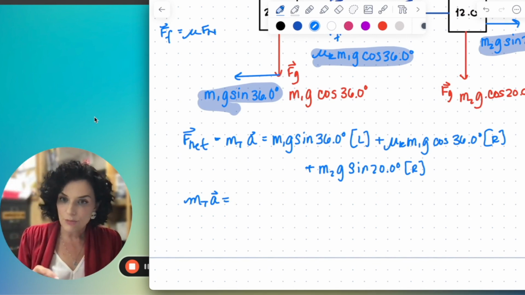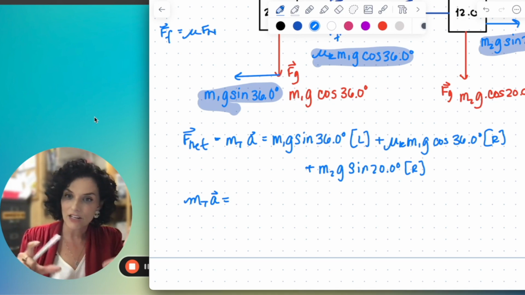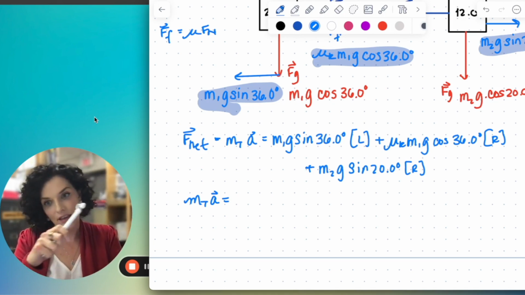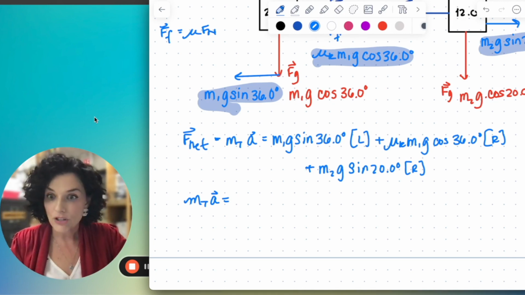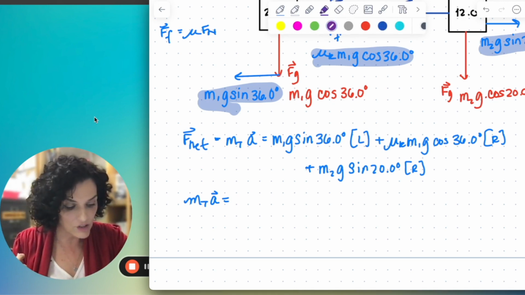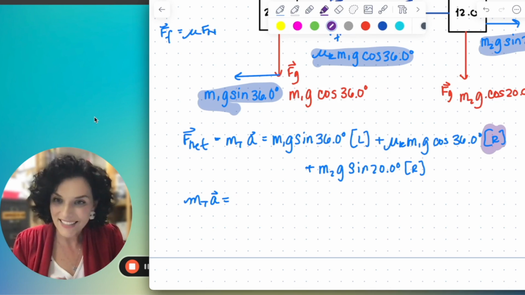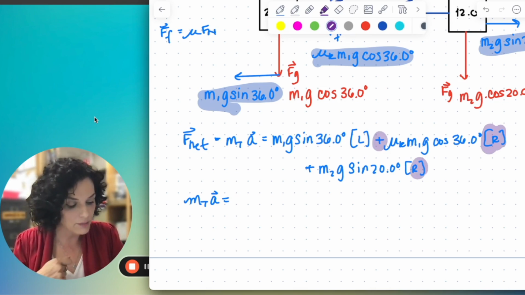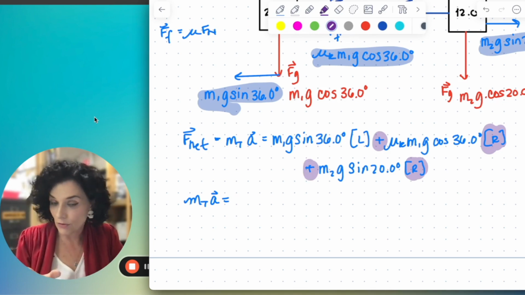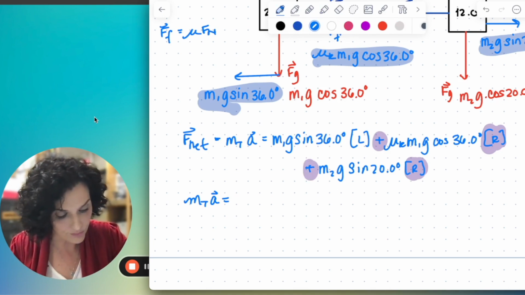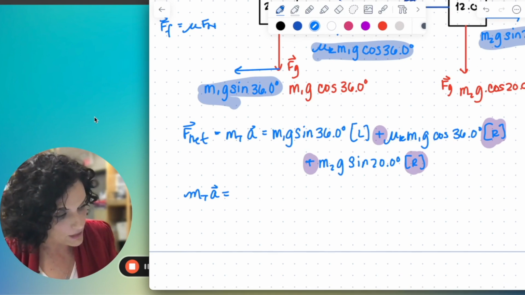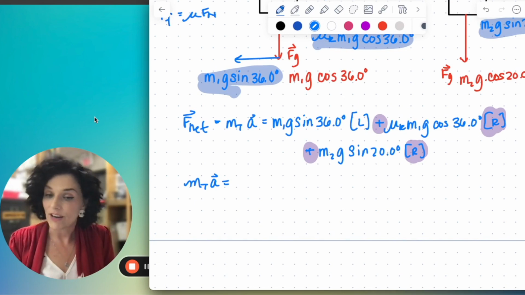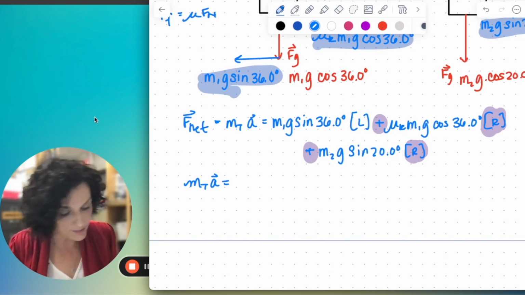So we need to make sure that we have the same vector directions. We have lefts and we have rights. So we want everything, again, moving towards the left. In order for me to do that, I need to change my rights to negative lefts. So I'm going to change this, and I'm going to change this right and the sign at the front as well. So now I'm going to plug in all my information, and we're going to find out what the acceleration of the system is.